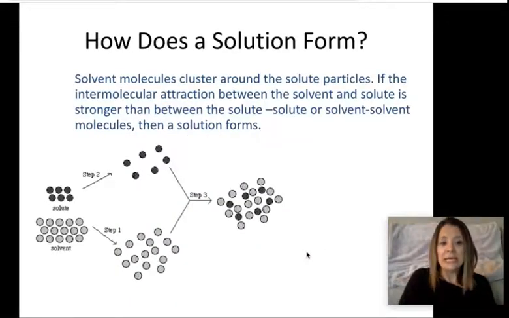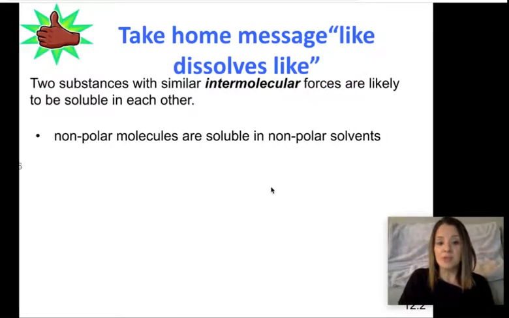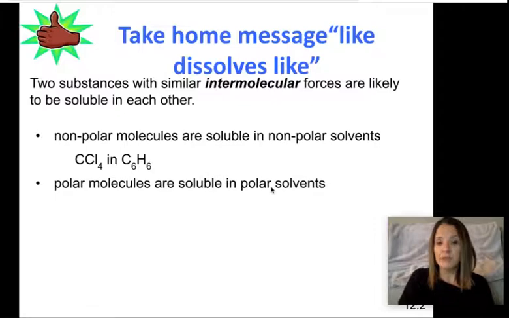So again, let's take a look here. You have solute particles that are attracted to one another. You have solvent particles that are attracted to one another. If a solute is going to dissolve in a solvent, they have to have similar polarity. The intermolecular attraction between them has to be greater than the attraction between the solvent particles themselves and the solute particles. That's the only way that you can get something to dissolve. So here we go. Nonpolar dissolves in nonpolar, polar dissolves in polar.